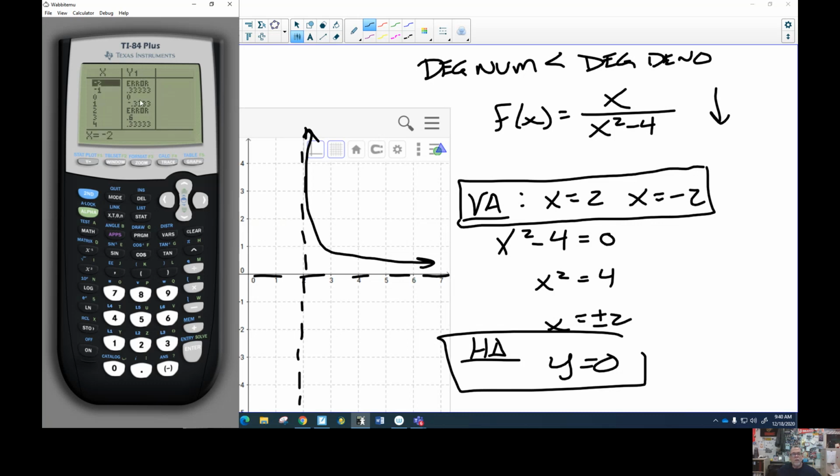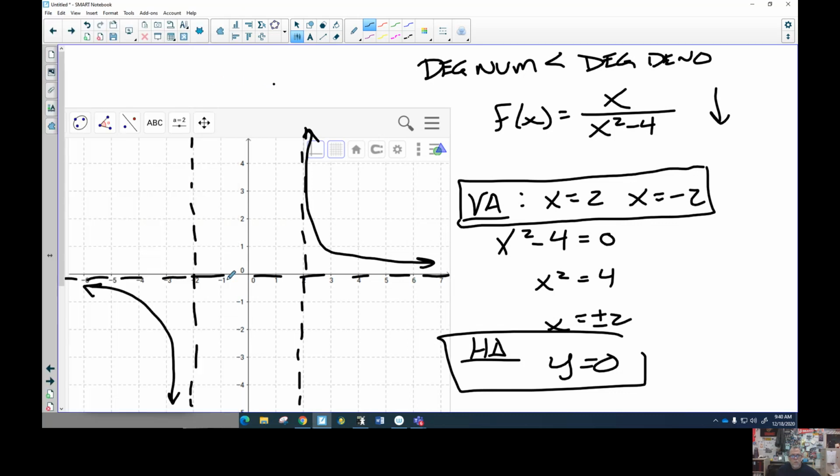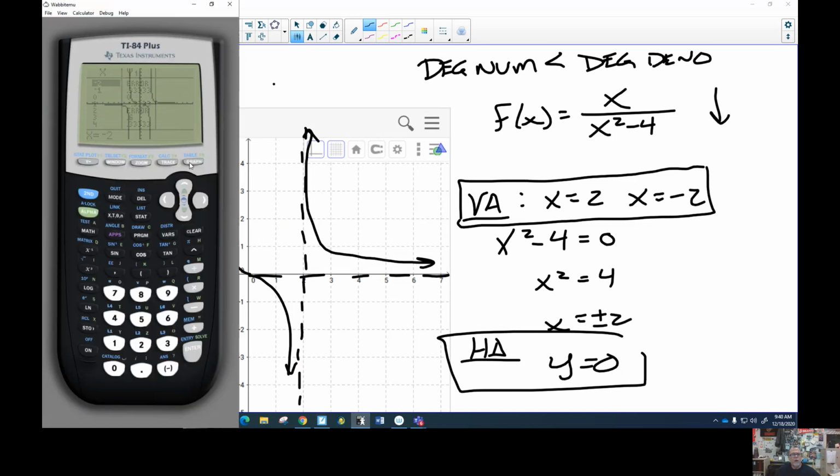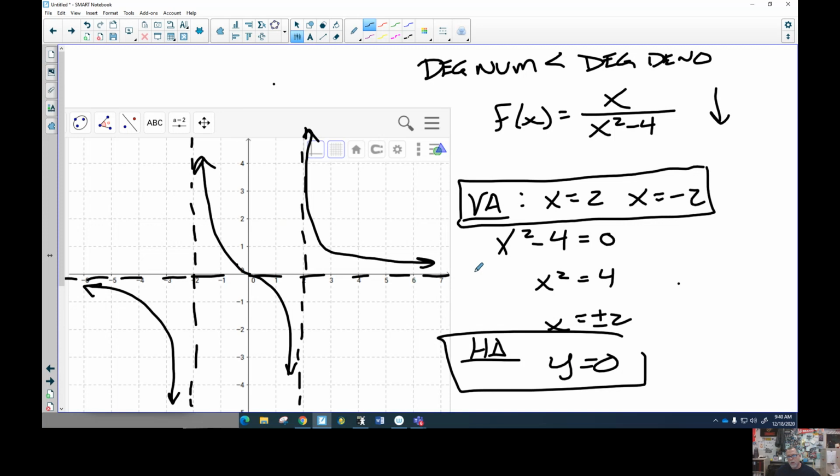It looks like this is symmetric, so we can do that. We're going to be at about 1/3 here and going upward, and 1/3 here going downward, right? And again, if we look at that picture again, looks like a pretty good sketch. All right, that's what we're expecting to be able to do, guys. All right, that's degree of the numerator less than the degree of the denominator.